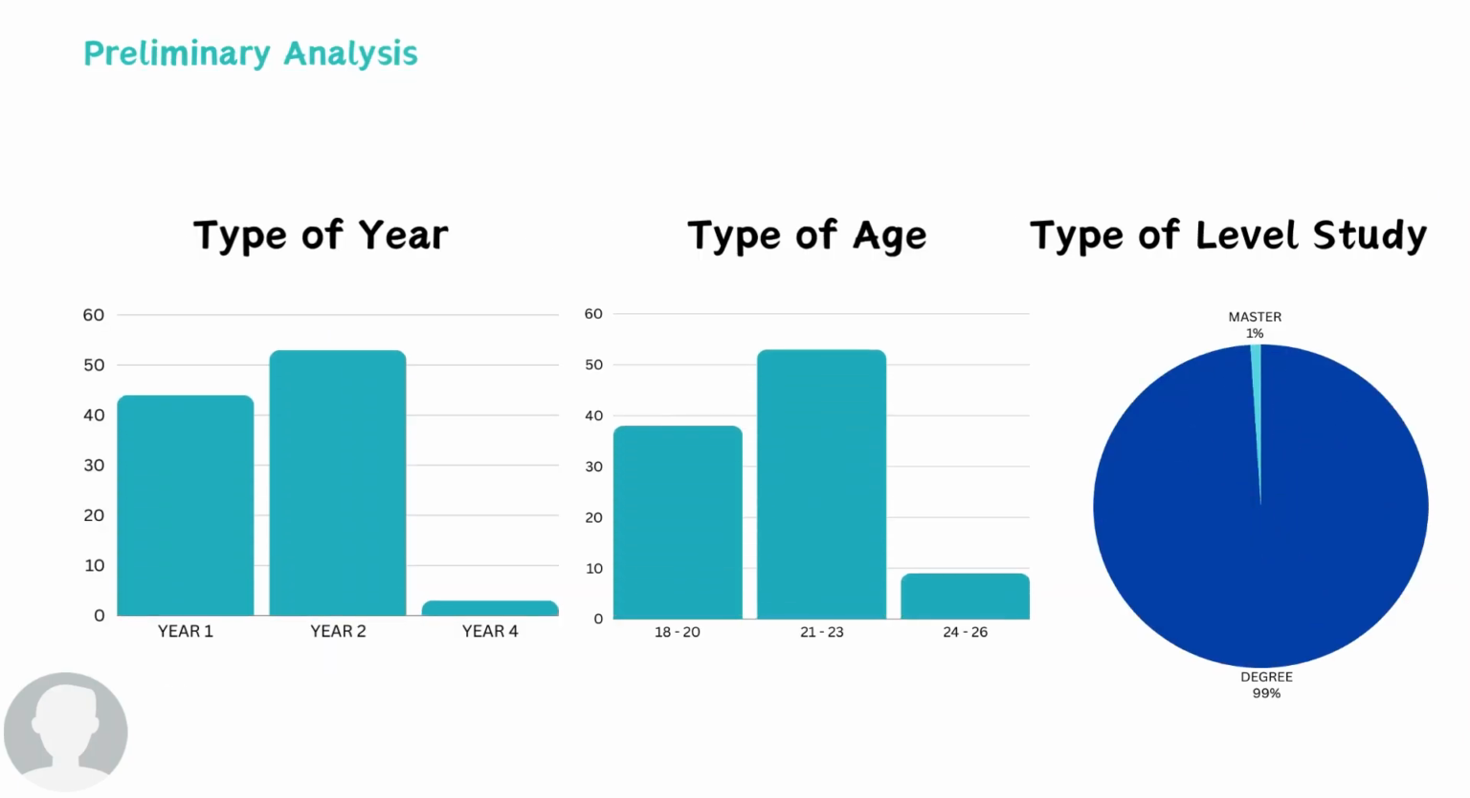The mean for type of year is 33.33. There's no mode for type of year. The median is 53. Variance is 47.473.56. The standard deviation is 21.76.